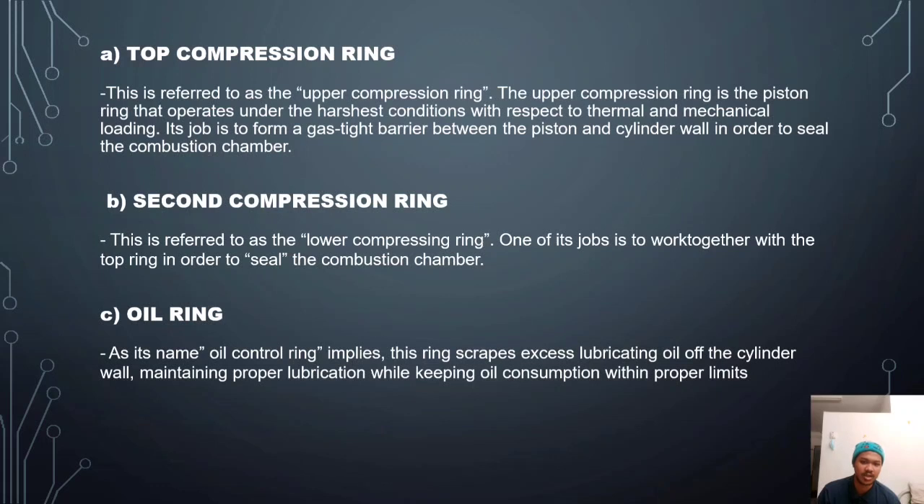Second compression ring. This is referred to as the lower compression ring. One of its jobs is to work together with the top ring in order to seal the combustion chamber. And last is the oil ring. As its name, oil control ring, implies, this ring scrapes excess lubricating oil from the cylinder wall, maintaining proper lubrication while keeping oil consumption within proper limits.